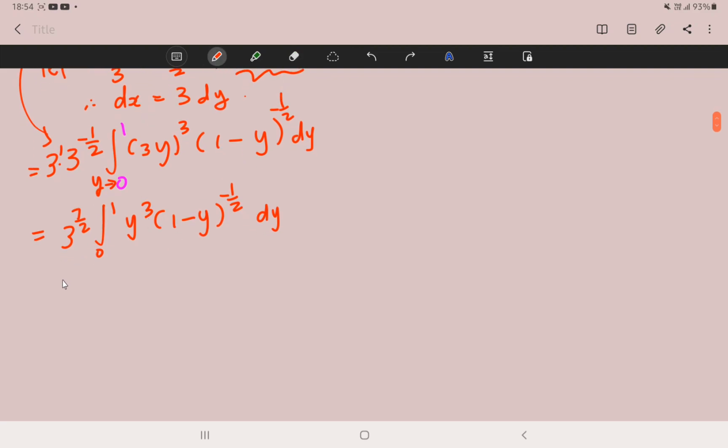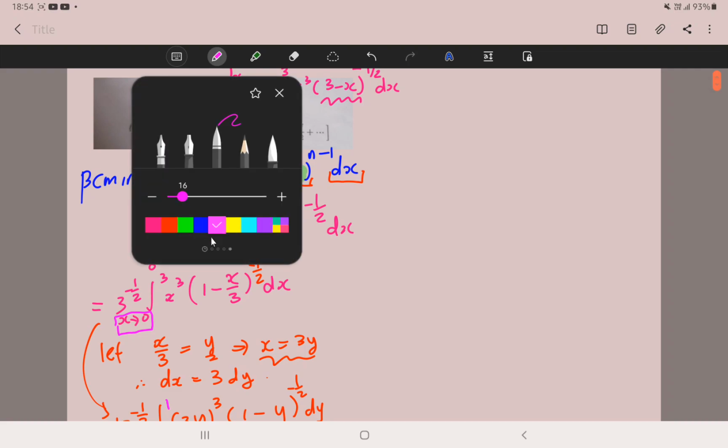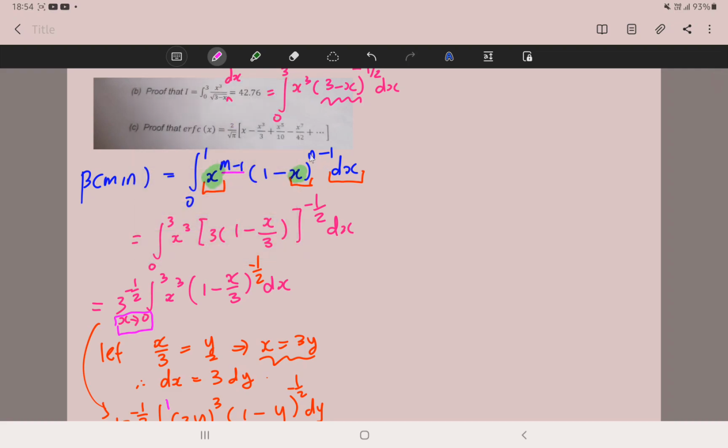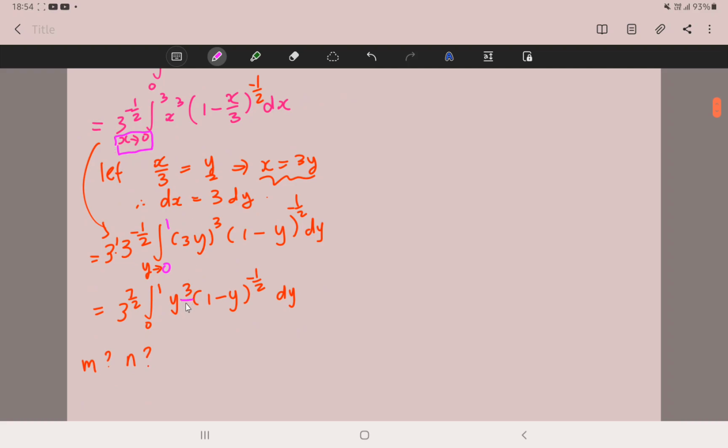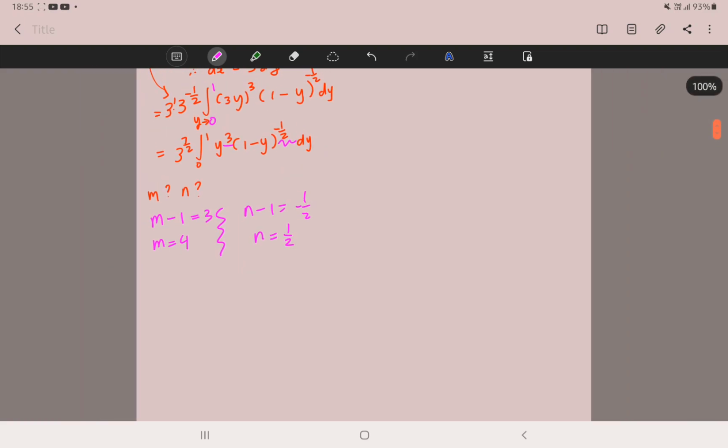So we need to find the power. You need to find the value of m and also the value of n. You need to compare this part. So m minus 1 is the same as 3, so m equals 4, and also n minus 1 is the same as this, minus half. So n is minus half plus 1, which is half.